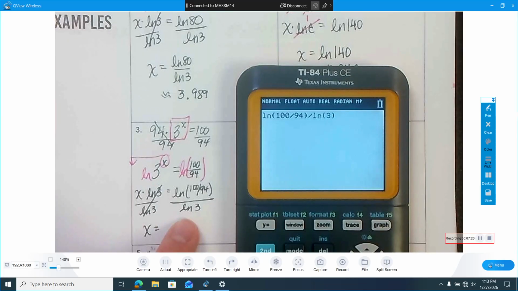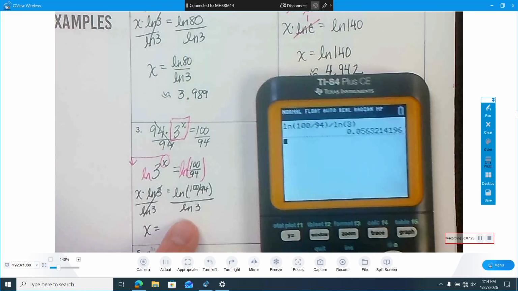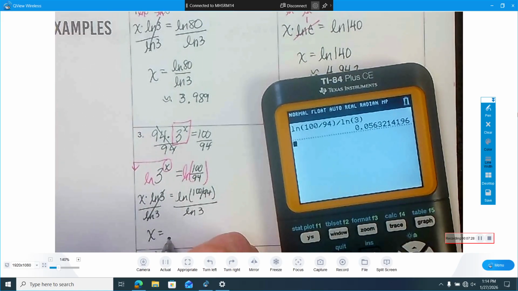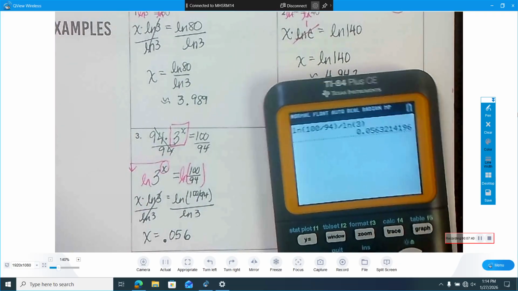All right, you've got to use your calculator, please. Make sure you're typing it in right. And we get 0.056 will do. I think you're going to have to read carefully on Delta Math to see what they want you to round to. So pay attention and read carefully.